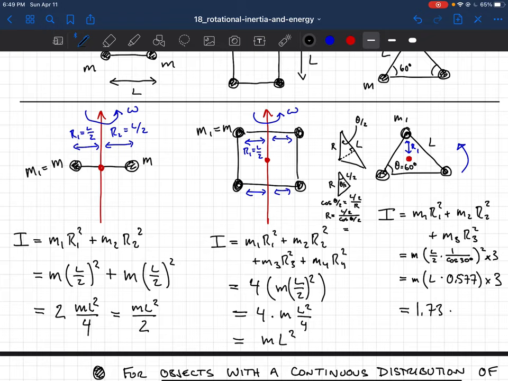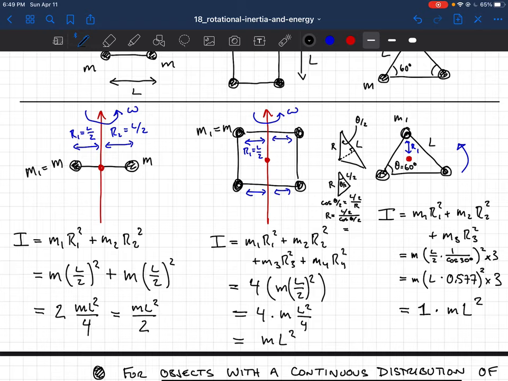1.73 times, oh dear, that's not right. I lost a square in there. So we have 0.5774 squared, and then multiplied by 3 is almost exactly 1. Seems like I must have done that wrong then. I get 1 times mL squared.